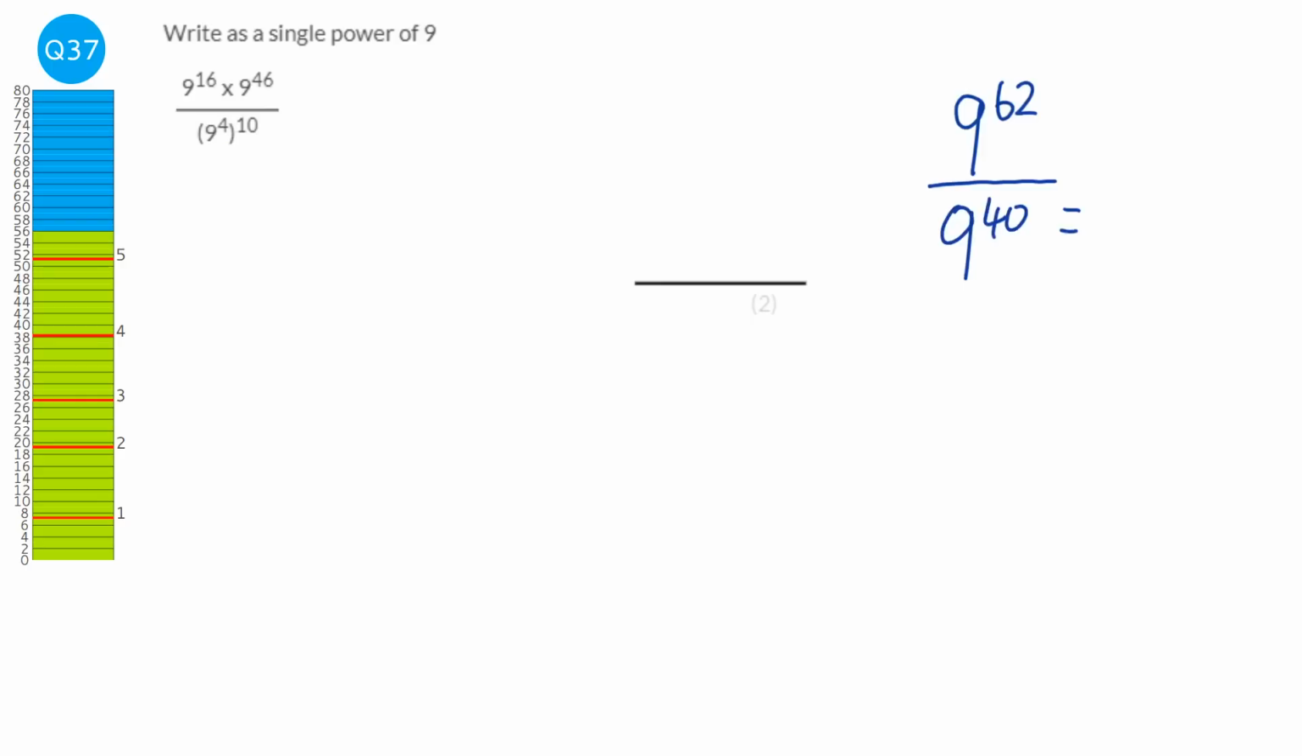Now, whenever you've got a division between two powers of the same base, which we have here, it's 9 to the power of 62 divided by 9 to the power of 40, we just take away the indices. So it'd be 62, take away 40, which will be 9 to the power of 22. So our answer is 9 to the power of 22.